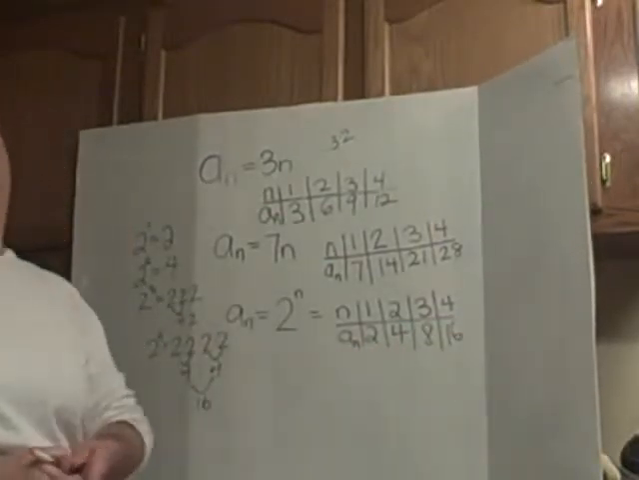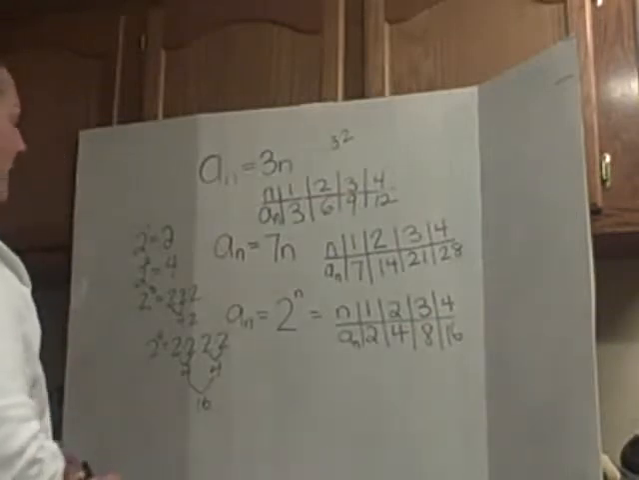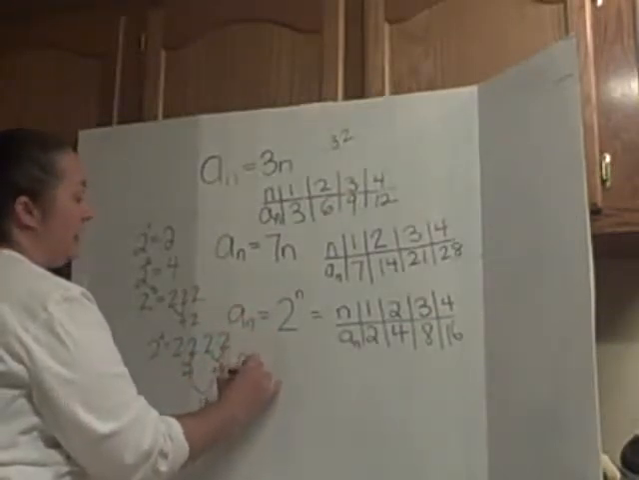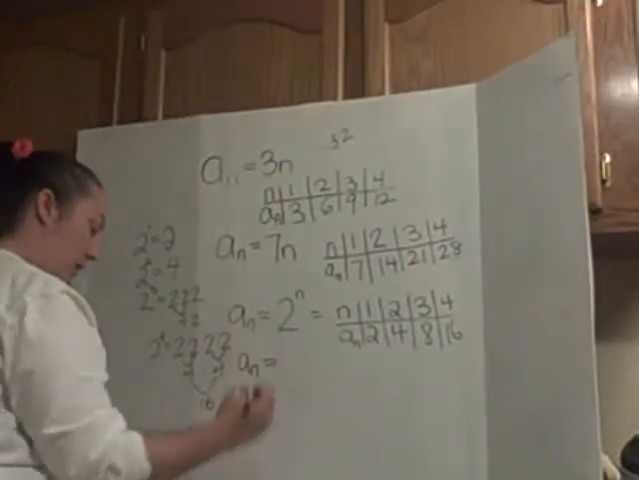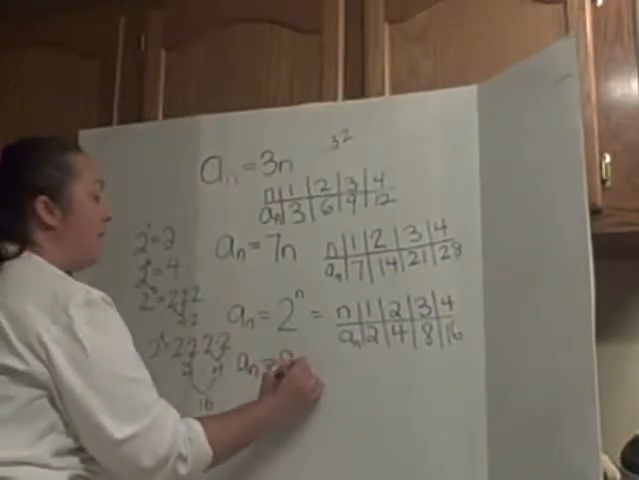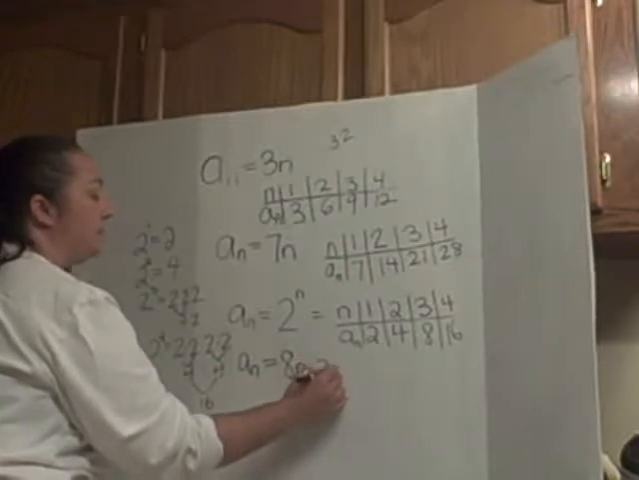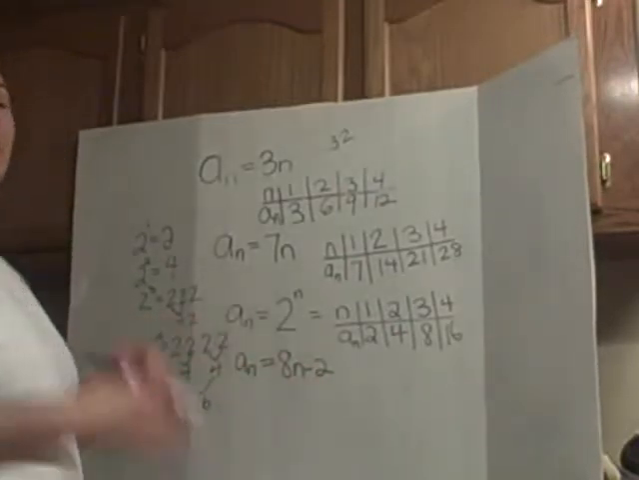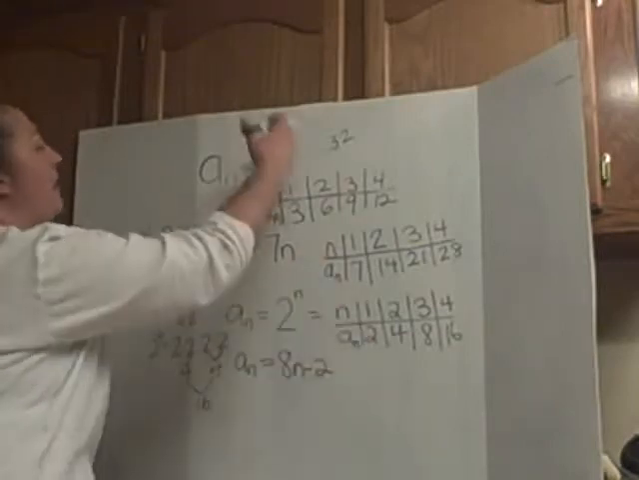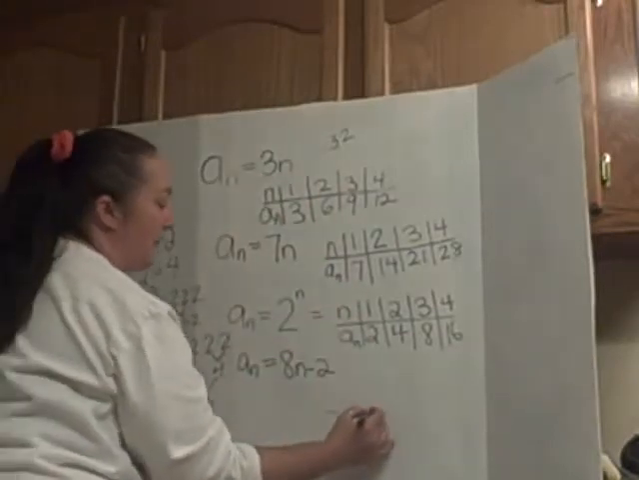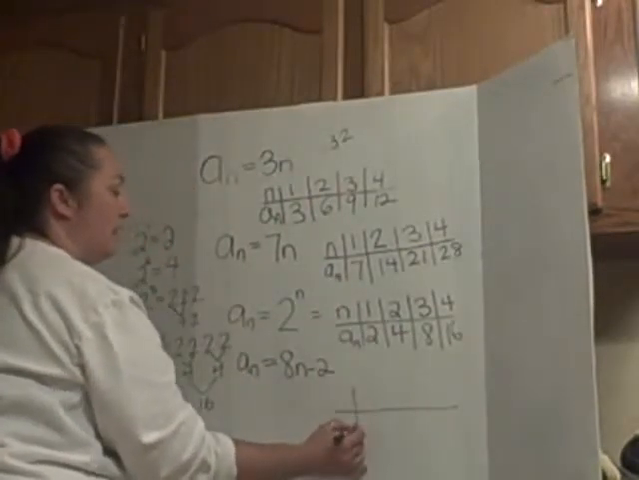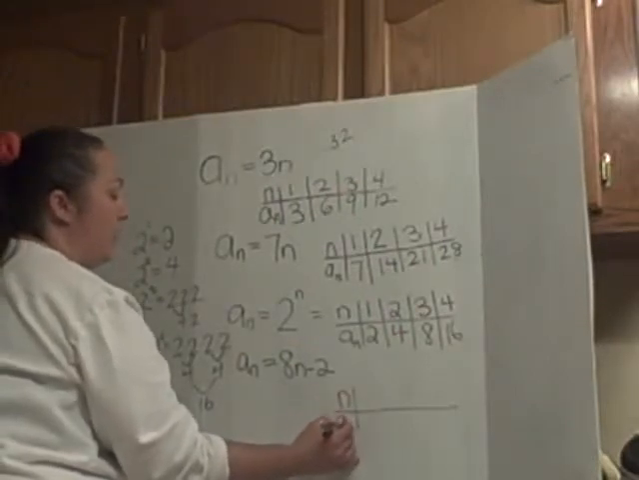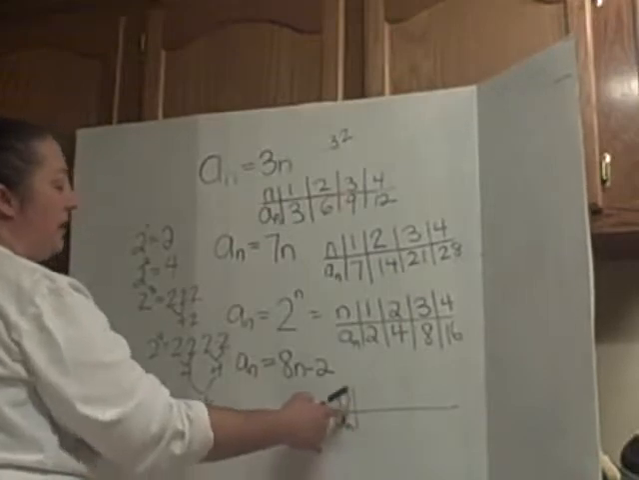Sometimes the sequences are going to get a little bit complicated. Sometimes you're going to get a sequence that looks like this. A sub n equals 8n minus 2. If you're given a complex sequence like this, don't be alarmed. You follow the same procedure. You put the number of the term here, and then you put what comes out, the value of the term.